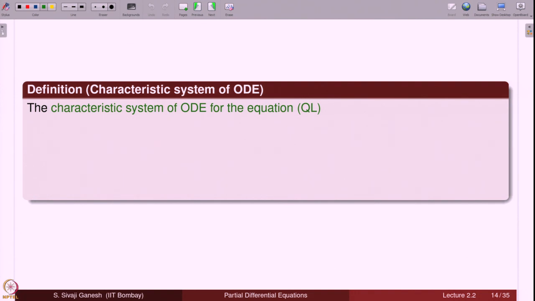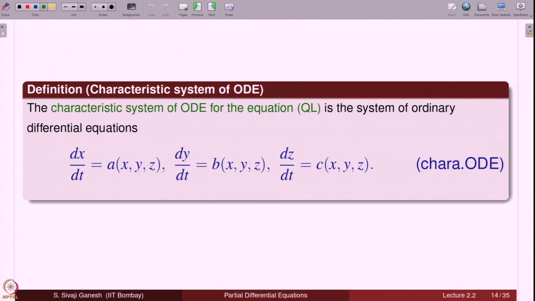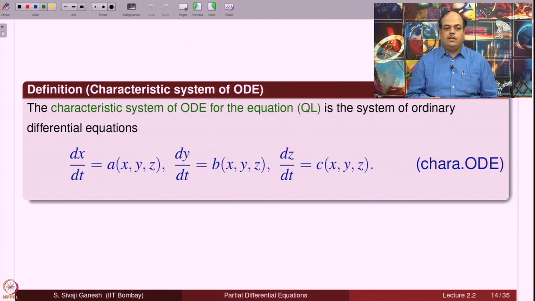Now, we have a characteristic system of ODEs. The characteristic system of ODEs for the equation QL is the system of ordinary differential equations dx/dt = A, dy/dt = B, dz/dt = C. It is an autonomous system of ordinary differential equations with the right hand side A, B, C coming from the equation QL.